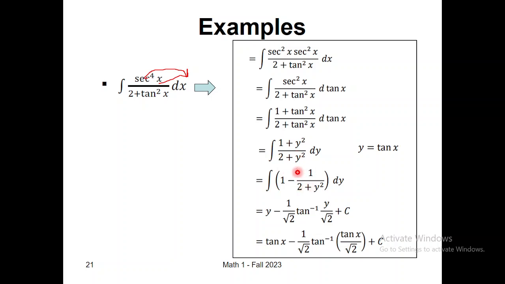So if we make this by adding 1 and subtracting 1, now this bracket will be 2 plus y square over 2 plus y square, which is 1. And this will be 1 over 2 plus y square. The integration of y dy will be y. The integration of this expression is exactly tan inverse. It will be tan inverse y over the root of this number, also multiplied by 1 over root 2. And now we have to return back to the original variable by replacing y with tan x.